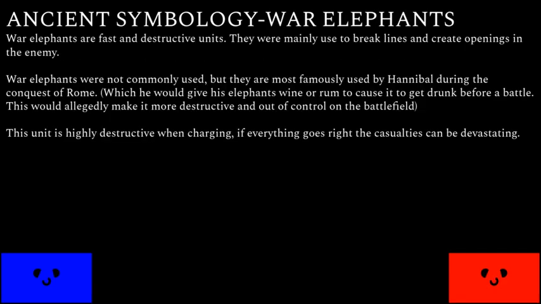War elephants. War elephants are fast and destructive units. They were mainly used to break lines and create openings in the enemy. War elephants were not commonly used, but they were most famously used by Hannibal during the conquest of Rome, which he would give his elephants wine or rum to get them drunk before a battle. This would allegedly make them more destructive and out of control on the battlefield. The unit is highly destructive when charging. If everything goes right, the casualties can be devastating.